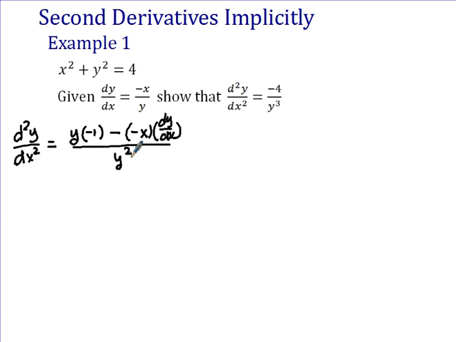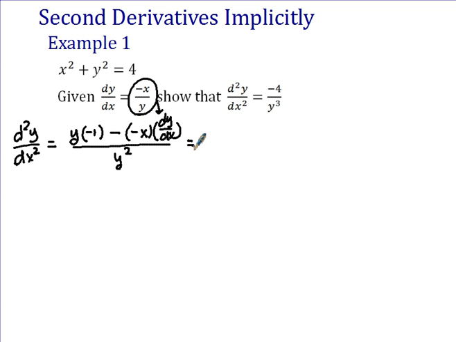Now whenever we do these second derivatives implicitly, we're going to end up with a dy dx in our derivative. But we don't want it there. If you notice in our answer, there's no dy dx's. I'm going to replace that with what dy dx is equal to. In this case, negative x over y.